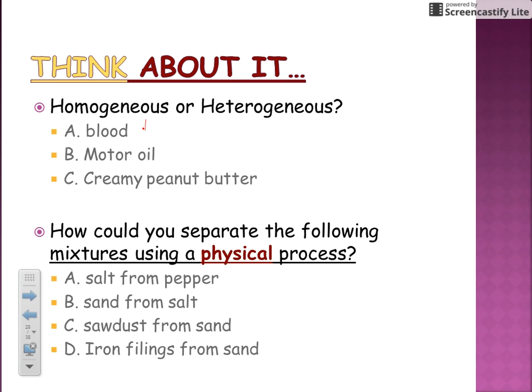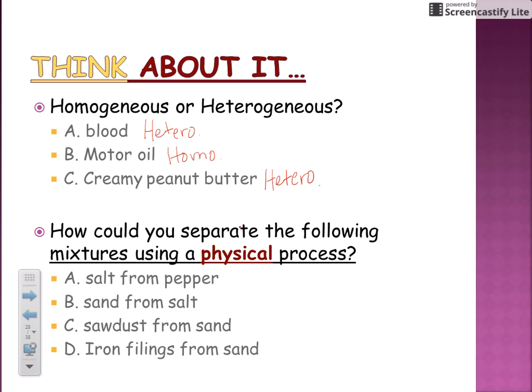Your blood is heterogeneous. Remember I said it would separate out upon standing. Motor oil, you should have said homogeneous. It does not separate out. It's in one single phase. Creamy peanut butter. You may or may not have ever noticed, but if you let peanut butter sit for a while, the peanut oil will rise to the top. So creamy peanut butter is going to be heterogeneous.